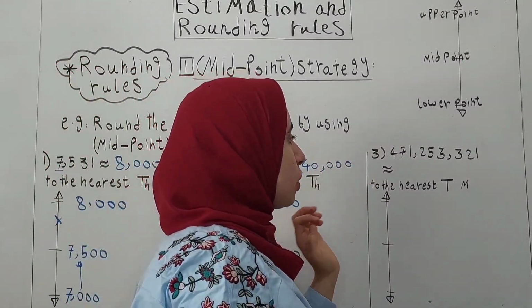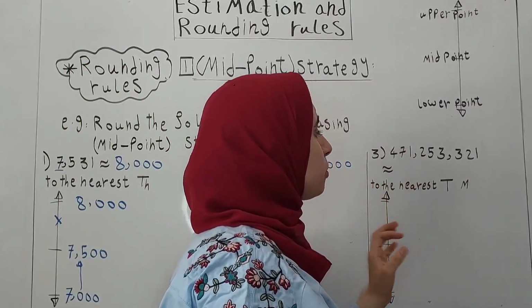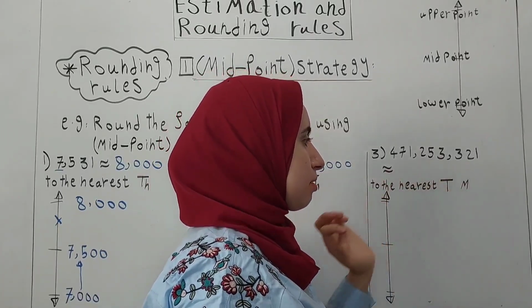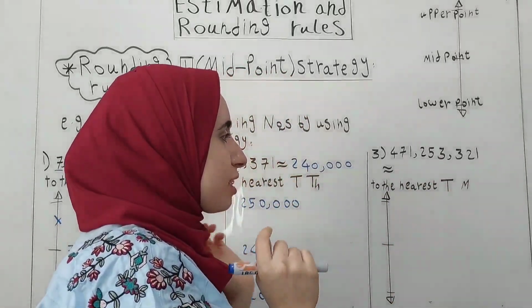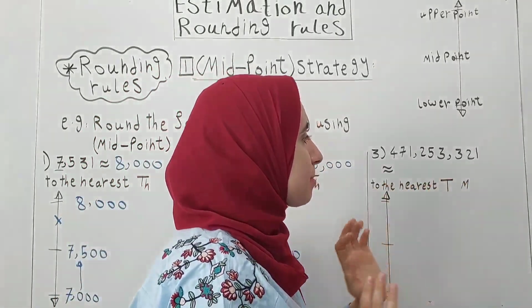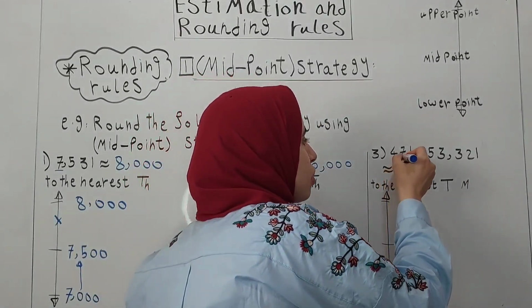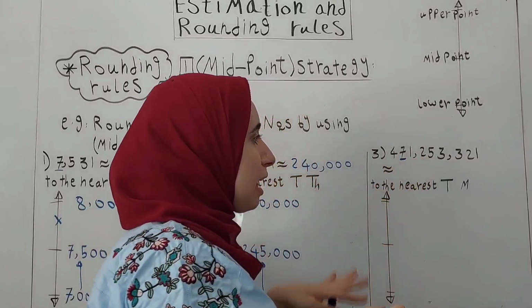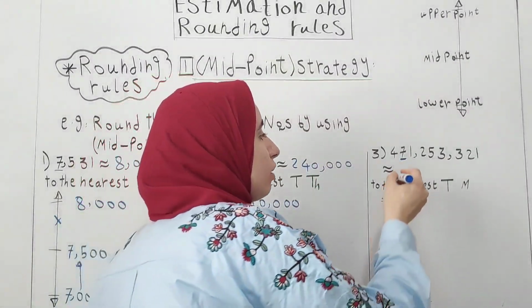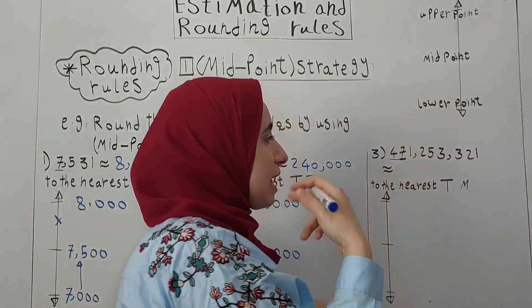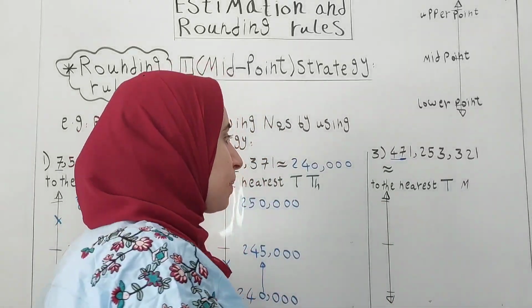The third one, we need to round this number to the nearest 10 millions. We're looking for the digit in the 10 millions place. Where is the digit in the 10 millions place? The digit 7. So we underline the digit 7 and all digits in the next higher place.